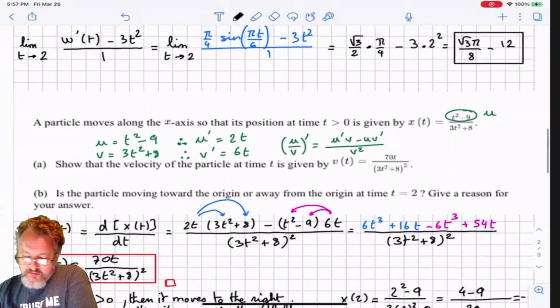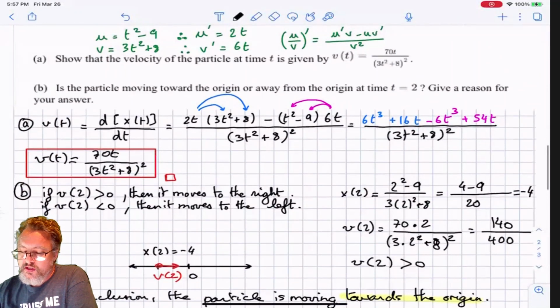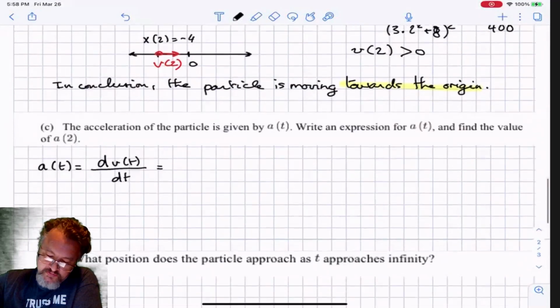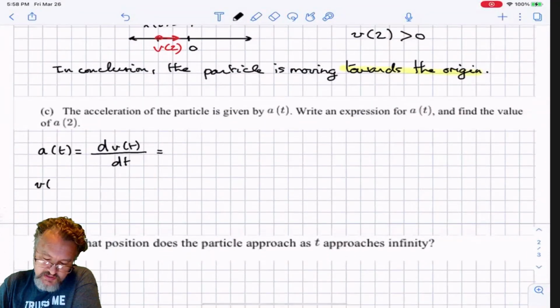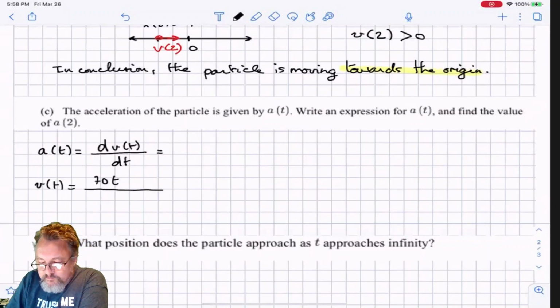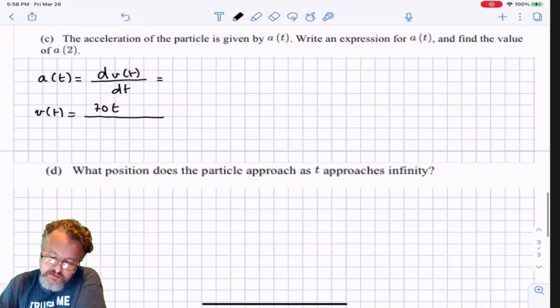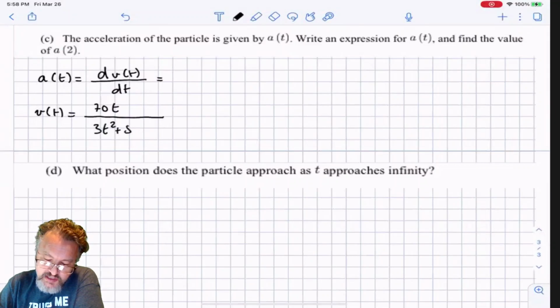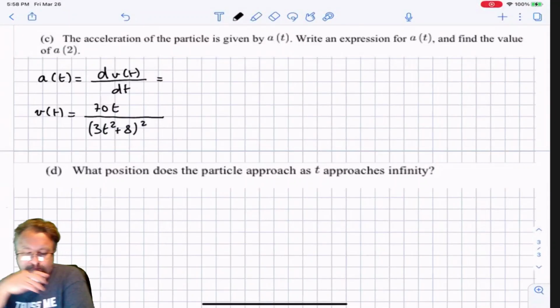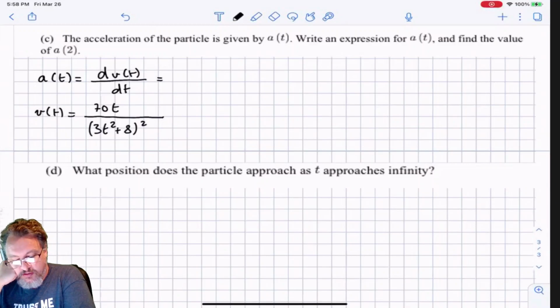In case we made a mistake in calculating v of t, we can see right here that they gave it to us, right? So we can say that v of t is equal to 70t over 3t squared plus 8 quantity squared. Okay. So we could use the quotient rule again. We could also use the product rule if you preferred.